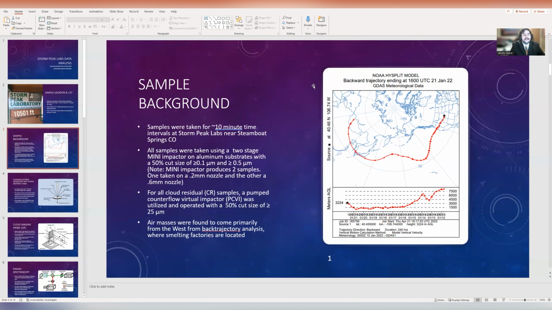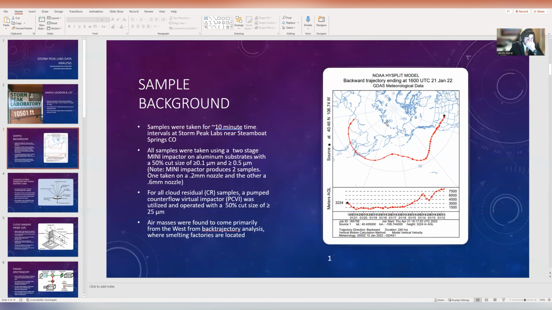For our cloud residual samples, a pumped counterflow virtual impactor was utilized, and this operated with a 50% size cut of greater than or equal to 25 micrometers. Our air masses were found to come back primarily from the west, which is over here. This is one of our air masses, for example, at 4 p.m. UTC on the 21st of January of 2022. We can see that this came from this area here, Russia, Mongolia, went through China, and then all the way up and over into Colorado, which is where we are. I'll explain a little bit later when I get to the data analysis and results.